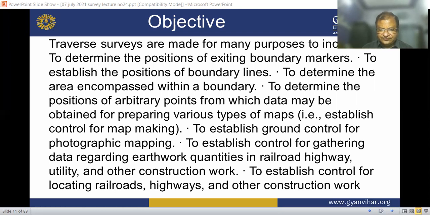In railroad, highway, utility and other construction work, traverses establish control for locating railroad, highway and other construction work.